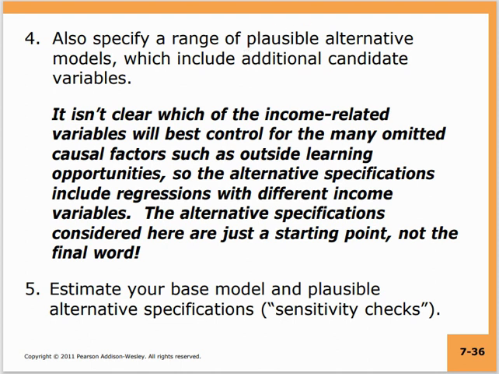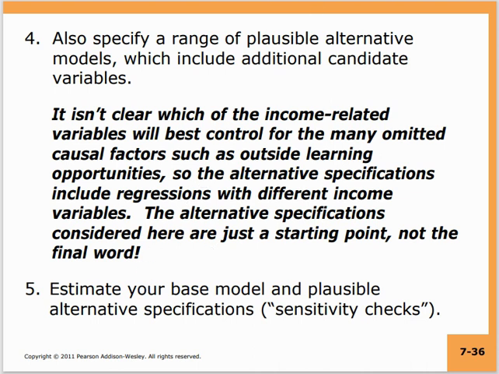Also specify a range of plausible alternative models which include additional candidate variables. It isn't clear which of the income related variables will best control for the many omitted causal factors such as outside learning opportunities and so on and so forth. So the alternative specifications include regressions with different income variables. So percentage English learners is one, then lunch percentage is one. You may have other variables that also act as proxy for the income variables. So alternative specifications considered here are just a starting point, not the final word.